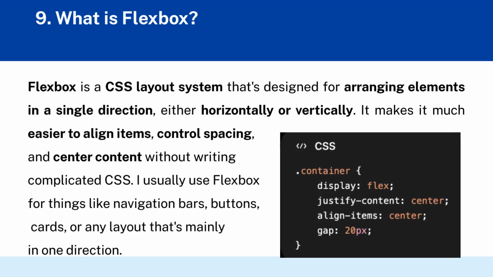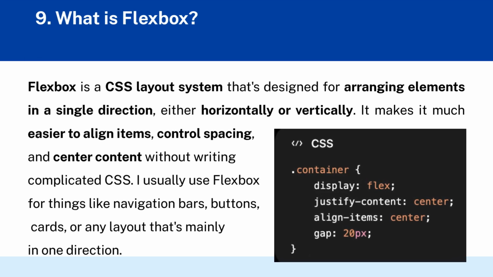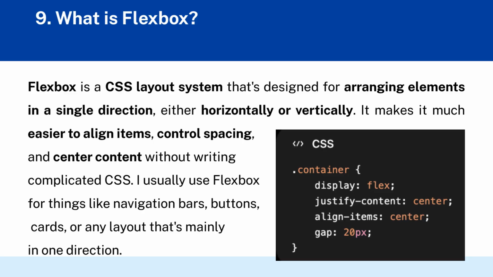What is Flexbox? Flexbox is a CSS layout system that's designed for arranging elements in a single direction, either horizontally or vertically. It makes it much easier to align items, control spacing, and center content without writing complicated CSS. I usually use Flexbox for things like navigation bars, buttons, cards, or any layout that's mainly in one direction.